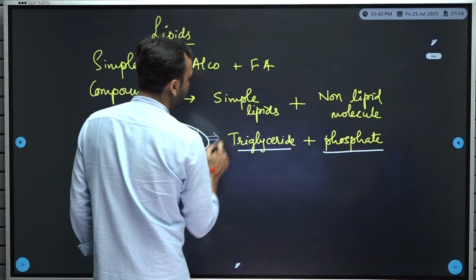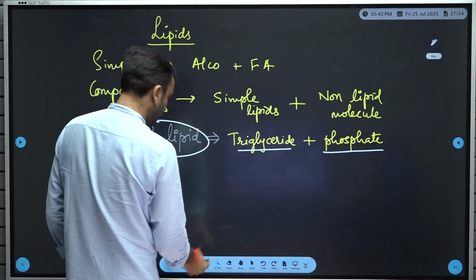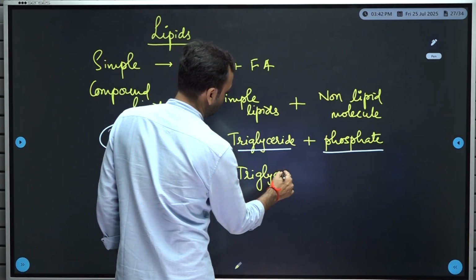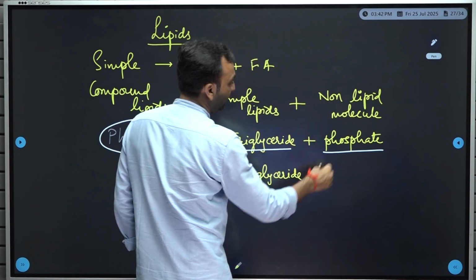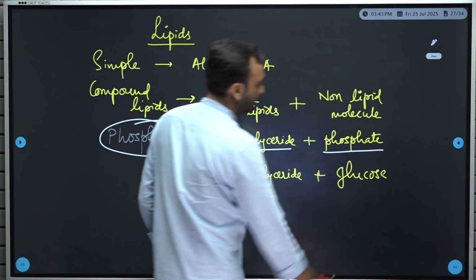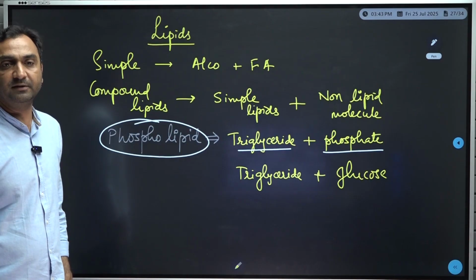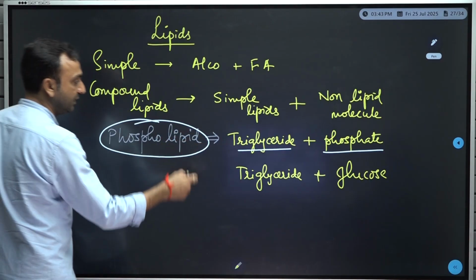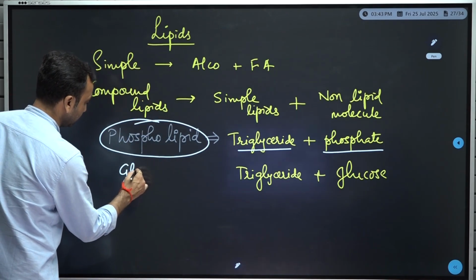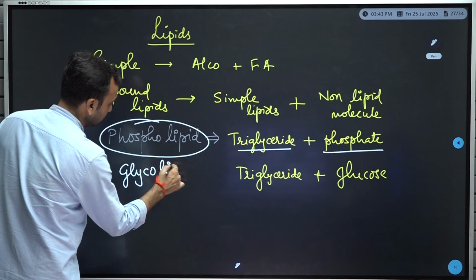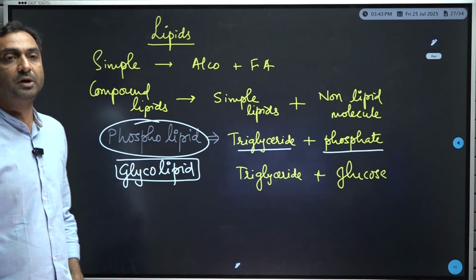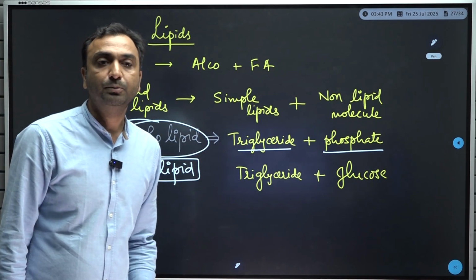Okay. Simple lipid, I am keeping it as triglyceride, and non-lipid part I am keeping it glucose. So it is combination of glucose and triglyceride. I repeat, it is combination of glucose and triglyceride. Now it is called glycolipid. The name you may have heard by chance, right.